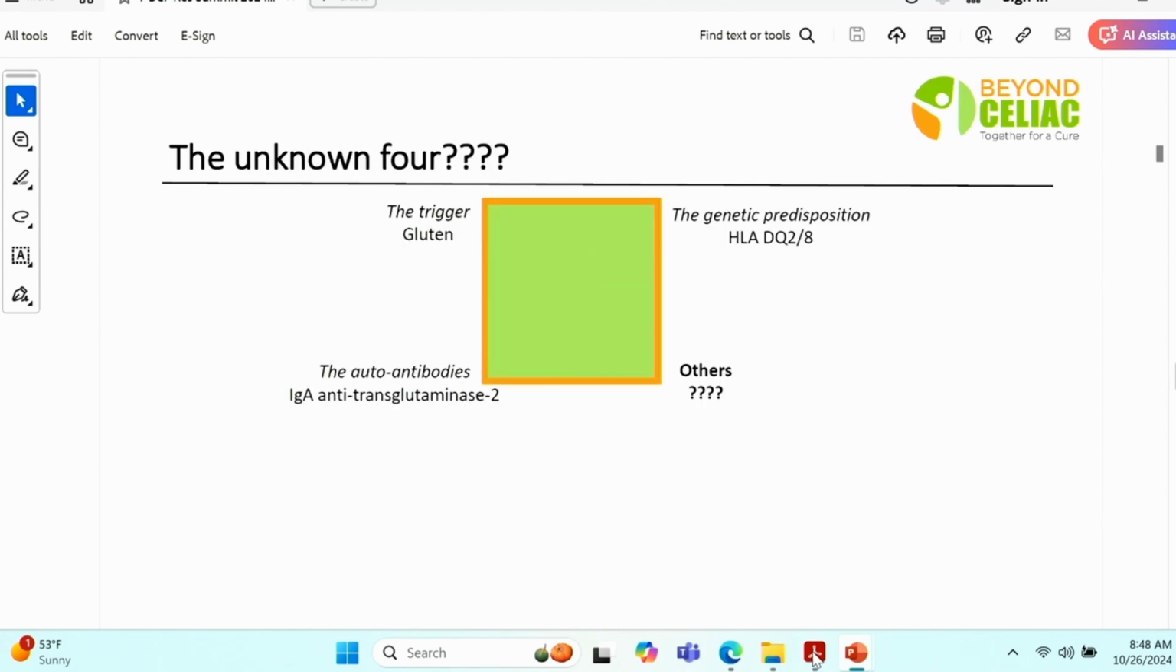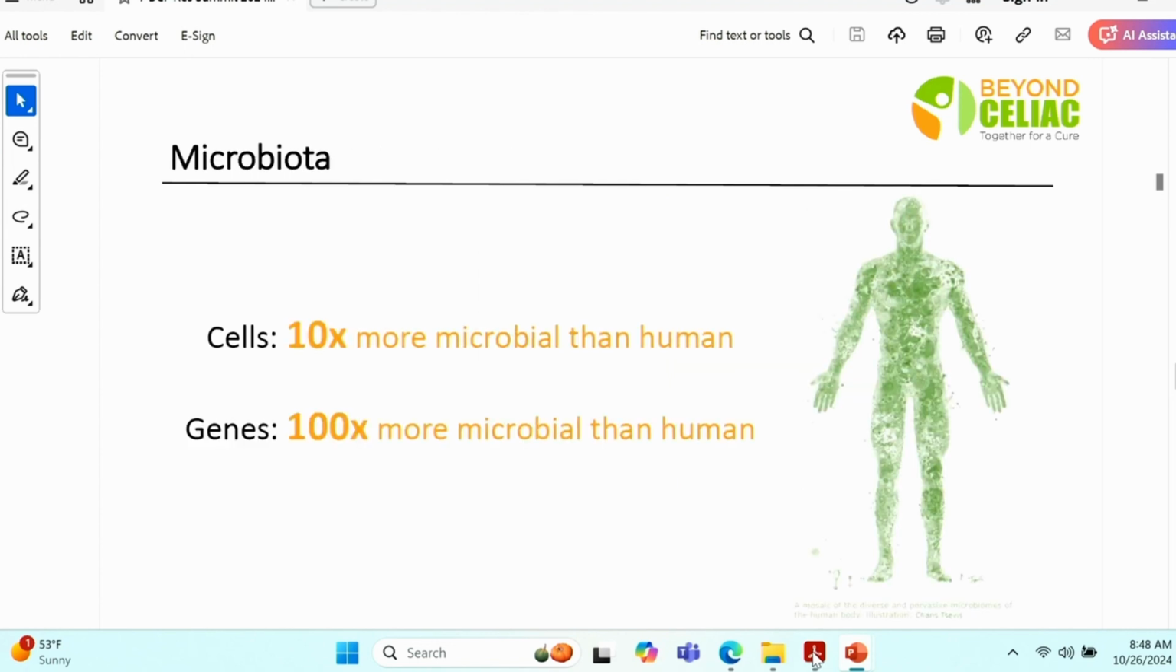All these questions lead me to a possible unknown for participants. Again, as a microbiologist, I think that microbiota may have something to say on this disease. Just a brief note on that. We are a person, of course, but each and every one of us in this room has 10 times more microbial cells than cells of our own. And looking at the genes, more than 100 times more microbial genes than human genes. So microbiota may actually influence the disease a lot.